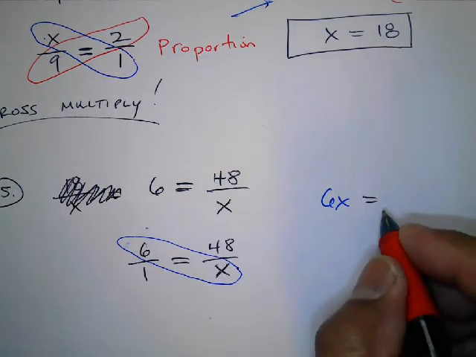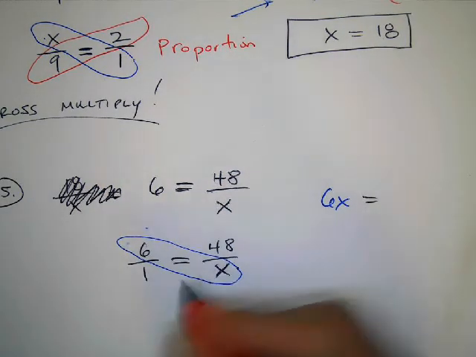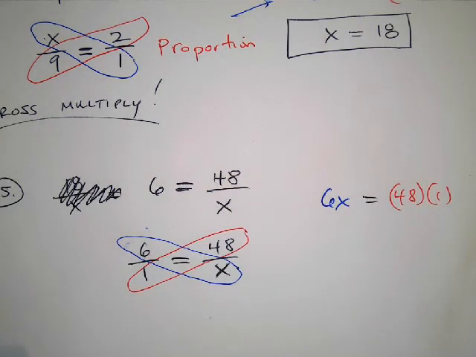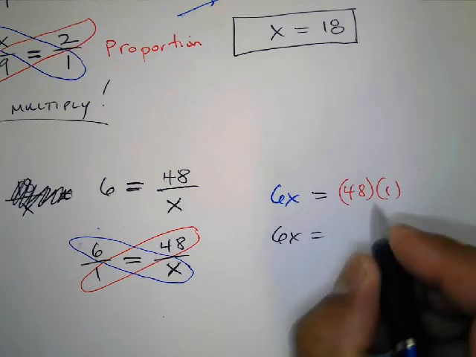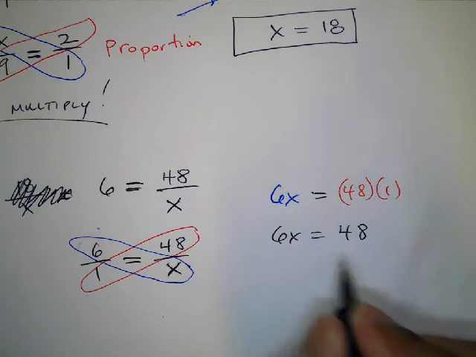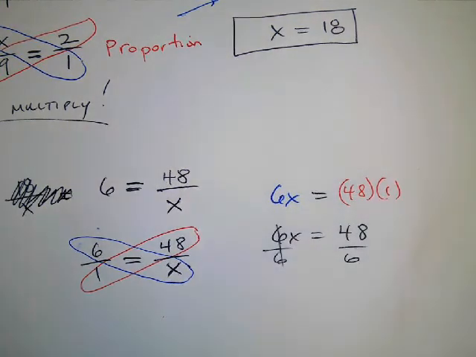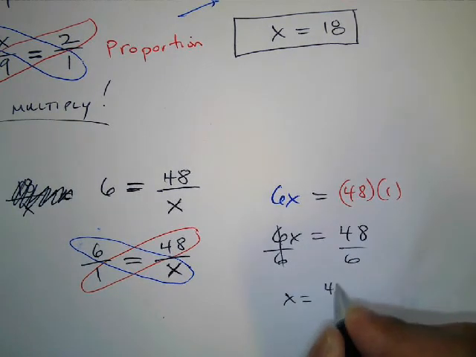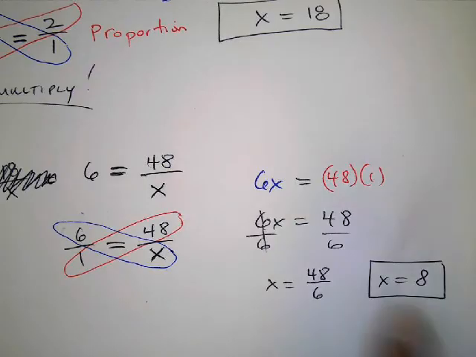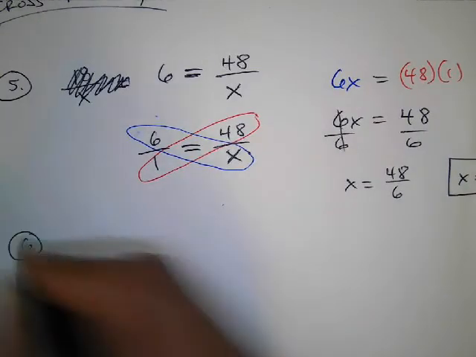That's going to be 6x equals, what's this going to be? 48 times 1. Oh, that's easy. 6x is equal to 48 times 1, which is just 48. Divide by 6, divide by 6. x is equal to 48 divided by 6. Oh, we get a nice answer. We get x equals 8. You're not always going to get these nice whole number answers. If you get a fraction, that's fine.